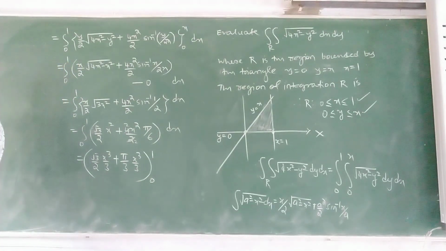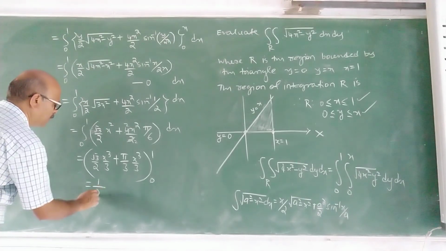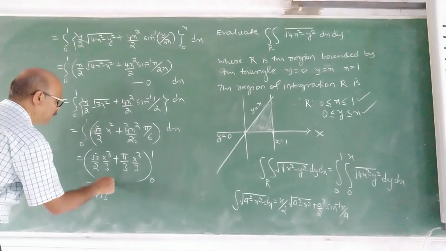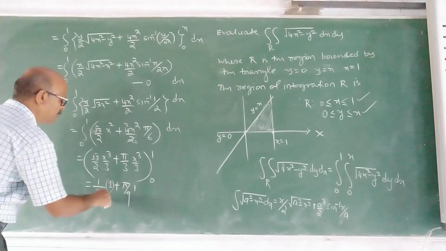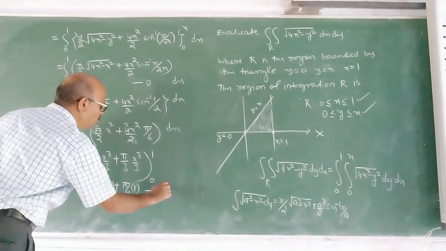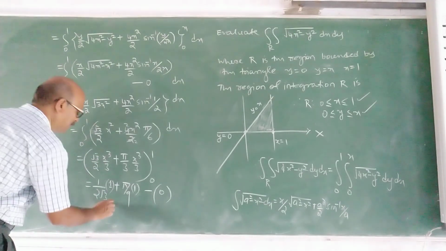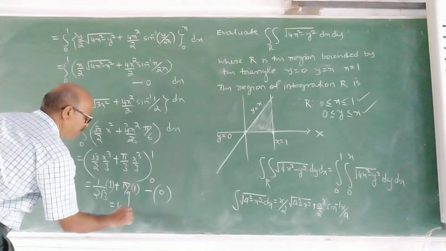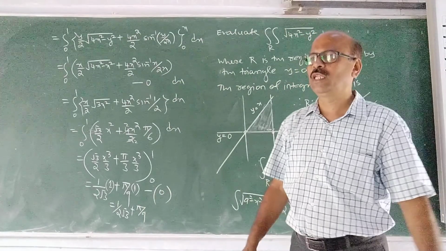What is the last answer? Nivedita, what is the answer? One by 2 root 3 plus pi by 9. That is the correct answer. So it is 1 by 2 root 3 into 1 plus pi by 9 into 1 minus 0, because x is there. So what is the final answer? 1 by 2 root 3 plus pi by 9.